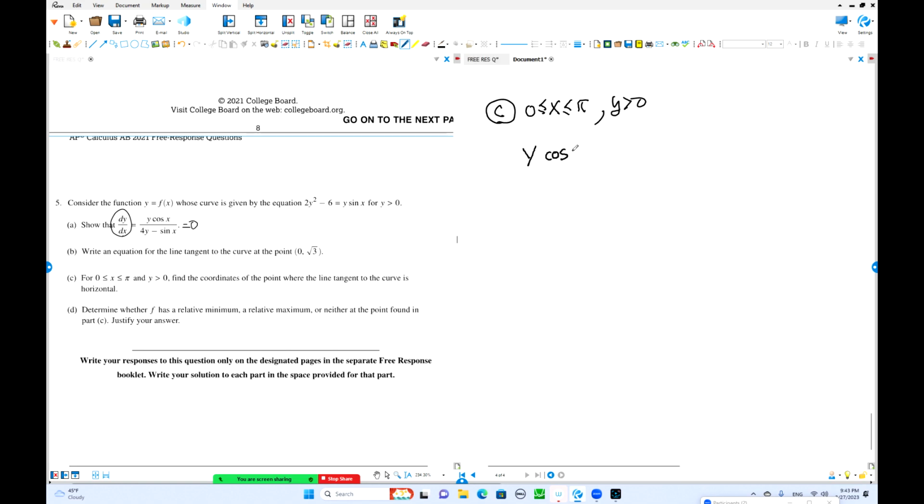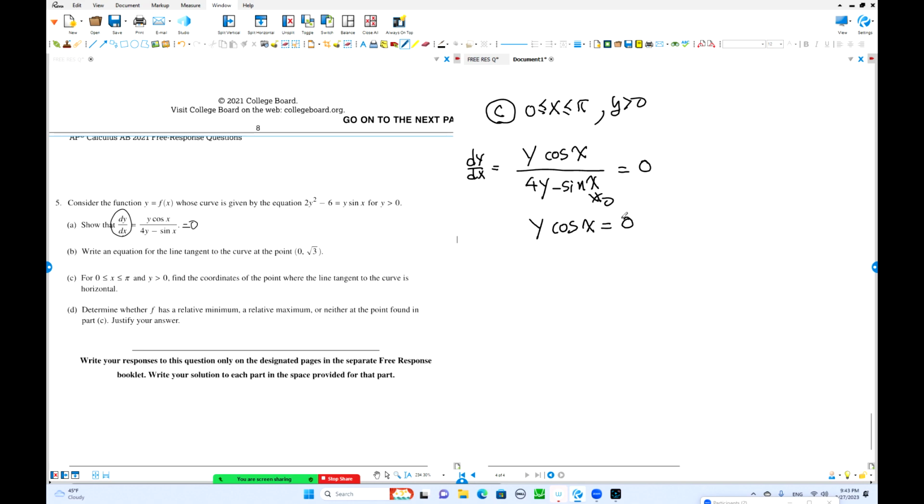y cosine x over 4y minus sine x, that is dy/dx, equals 0, right? So we're going to find the values of x and y. The denominator cannot be 0, otherwise it is undefined. So the numerator, y cosine x, must be 0. Are you okay with this?